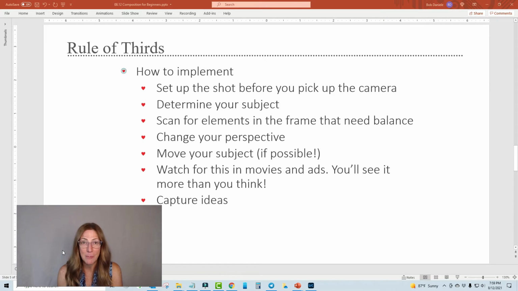And then capture ideas. When you see an image that you really like, that you want to replicate, go ahead and screenshot it, take a picture of it, and make a pin board or save it in your favorites on your phone. And then you will know that is something that I want to try to get, so that when you're out there practicing and you're out there shooting, you can get that shot.